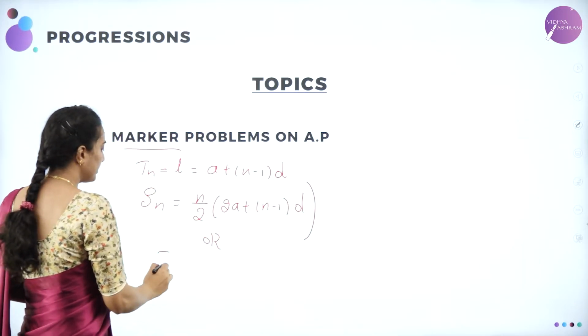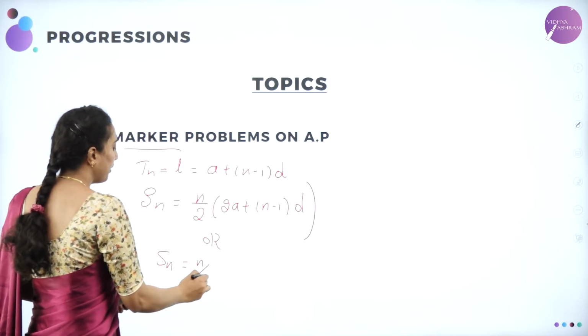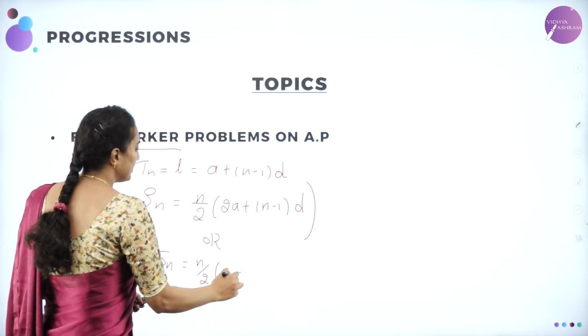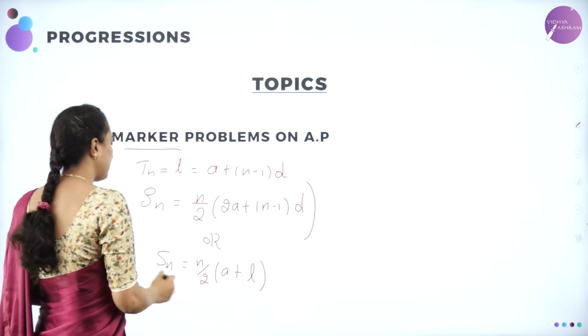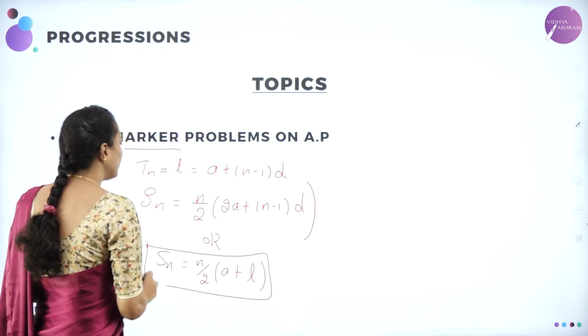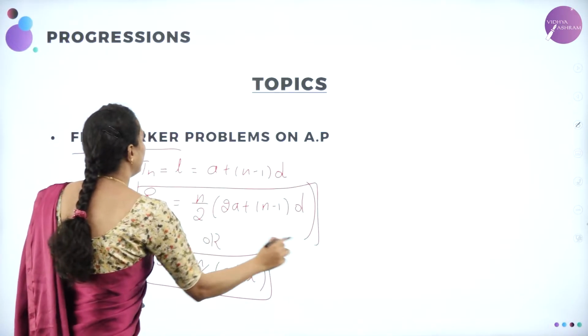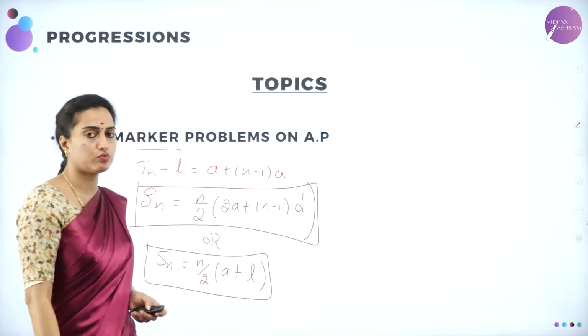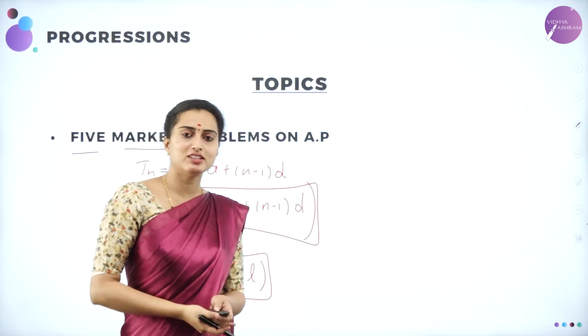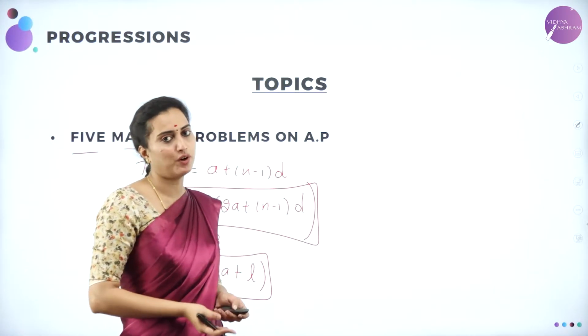we can have Sn is equal to n by 2 into a plus L, which is a plus n minus 1 into d. So either of this formula or this formula we are going to use according to the situation of the problem. Now we'll move on to solving problems based on this formula only.